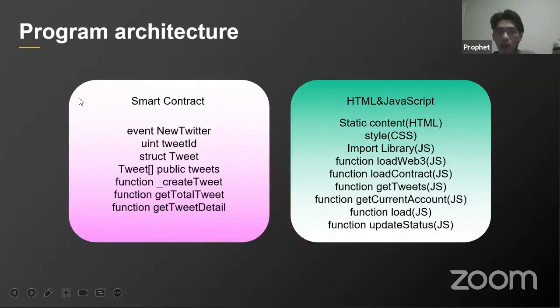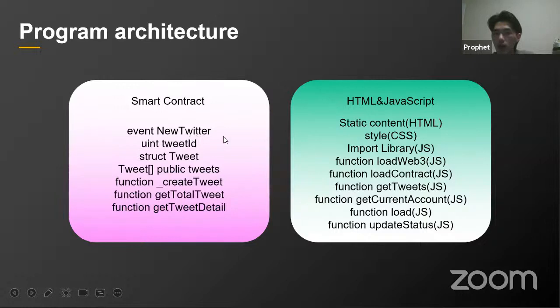Okay, here is the architecture of this program. There are two parts of it. The first part is you need to write a smart contract first. You need to write a smart contract which can store the tweets, can get the new tweets, and can return the number of all tweets, functions like that. So you should write a Solidity file. The second part is you need to write an HTML and JavaScript file to make a homepage and use this homepage to interact with the EVM to write down a tweet or get all of the tweets.